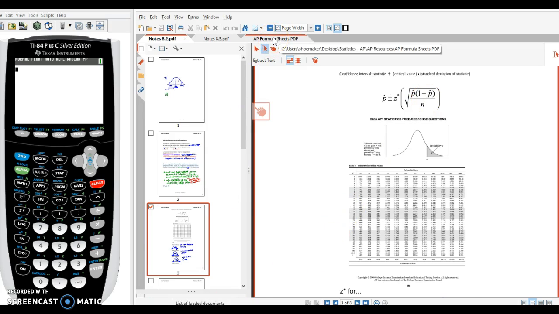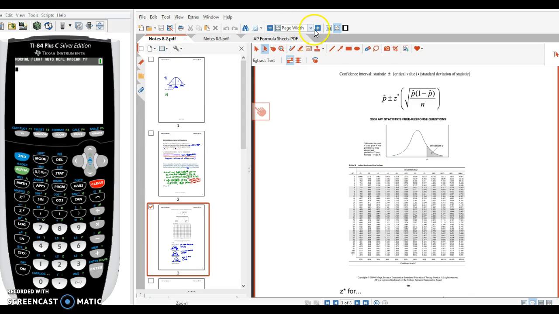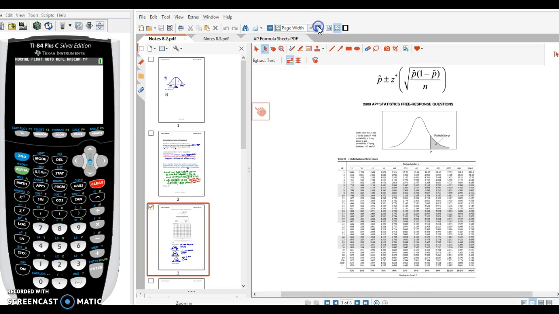I'm going to flip over here for just a minute to the formula sheet. Notice that the formula sheet says something very, very generic. Confidence interval is the statistic plus or minus the critical value times the standard deviation of the statistic. It does not give you specifically formulas for each individual type of interval. So in this case, our statistic is the p hat plus or minus the z times the standard deviation, and those standard deviation formulas are immediately following. So for proportions, we would use this one right here, the root of p hat times 1 minus p hat over n.